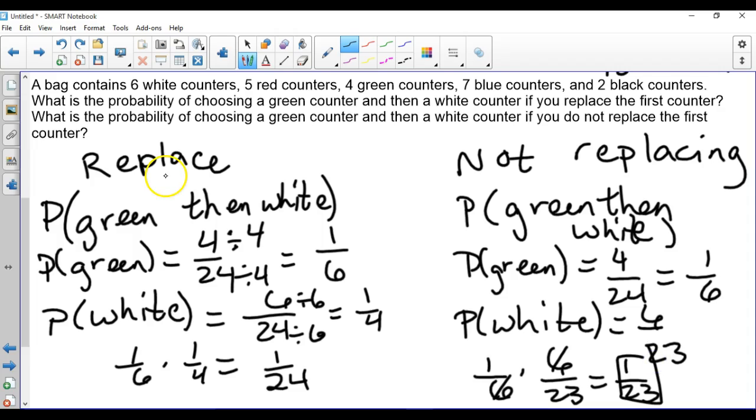So with replacement, it's a 1 out of 24 chance. Without replacement, it's a 1 out of 23 chance. So that concludes our discussion of compound probability.